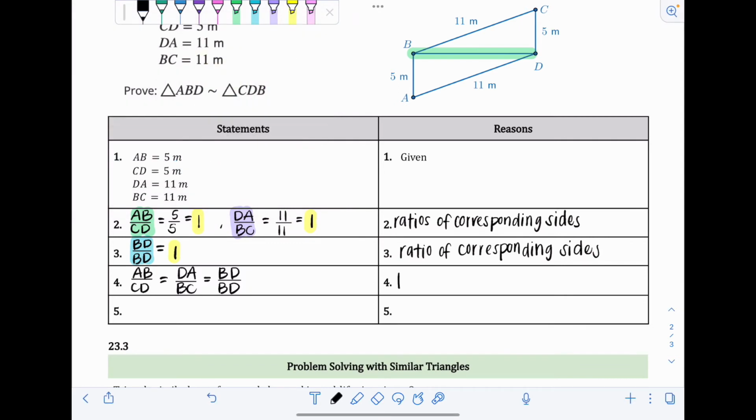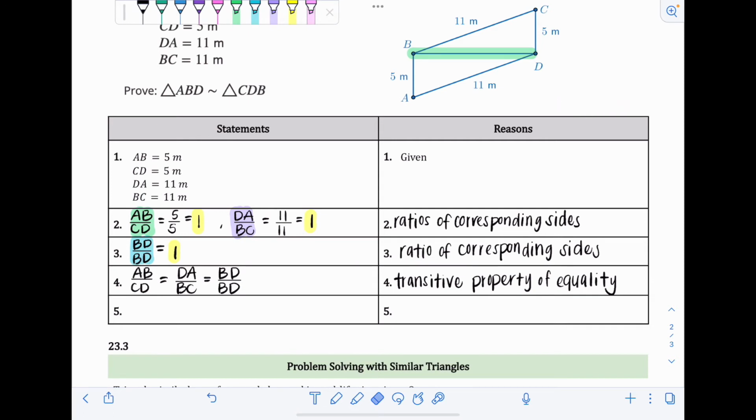So for a reason, it'll be the transitive property of equality. And the transitive property in short says that if x is equal to y and y equals z, then x must also equal z. It just bridges the gap between 3 equal values.